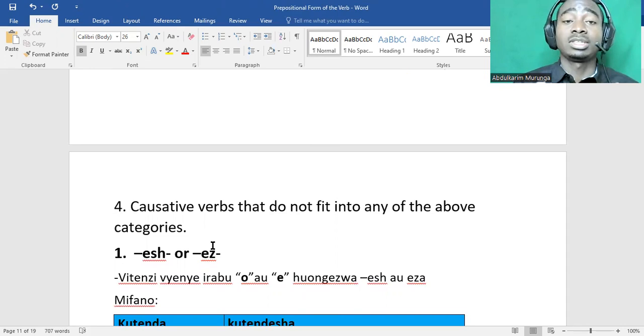Also, you need to hear more, and you need to speak more of what you have learned so that you gain practical knowledge of the Swahili language.